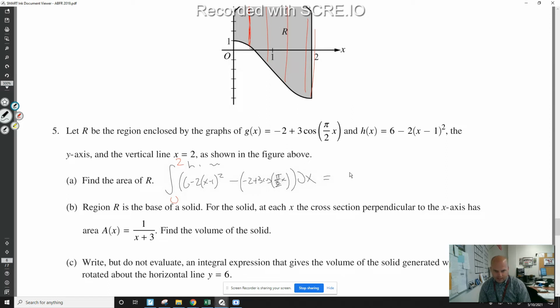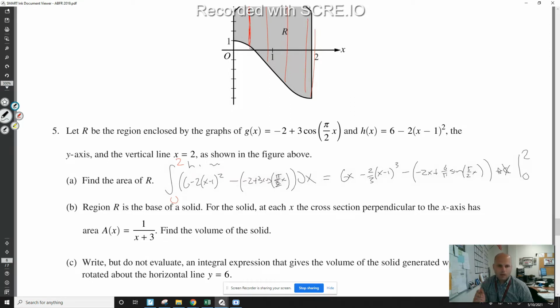So maybe we just take the antiderivative. 6x minus, this is (x minus 1) cubed times a third, so that's 2/3, minus negative 2x. The antiderivative of 3 cosine of pi over 2 x is 3 sine of pi over 2 x, but times 2 over pi. That's the whole thing multiplied by the reciprocal of the coefficient of x when you're taking an antiderivative. So it gets 6 over pi. You would then include a plus, so you don't have to plug in 0 and 2.